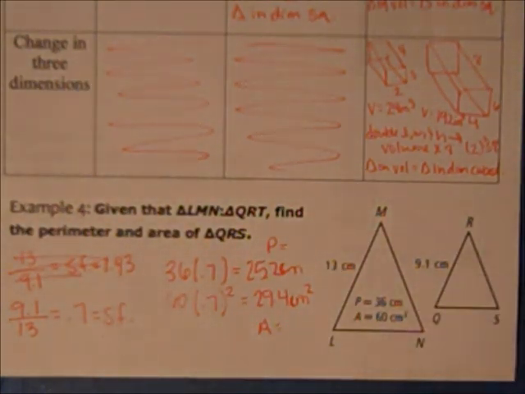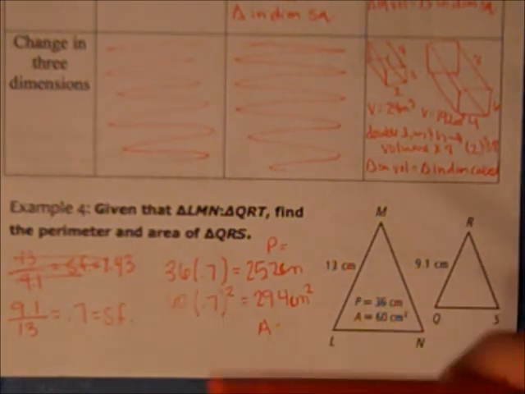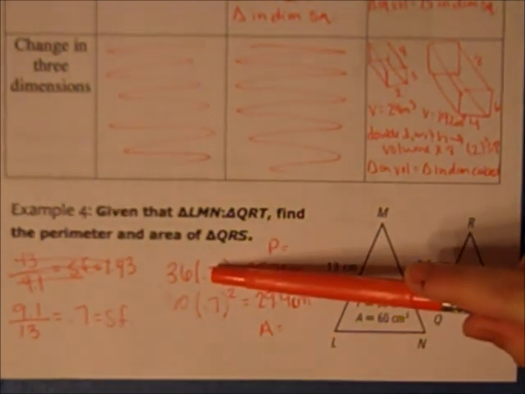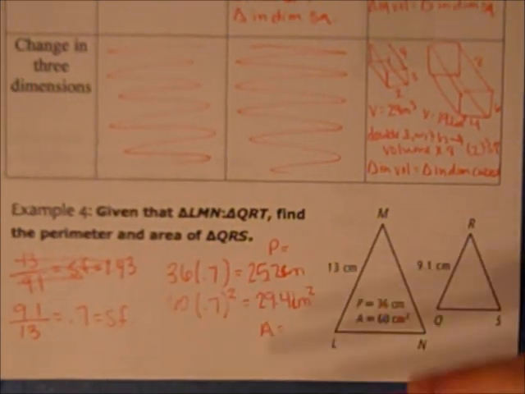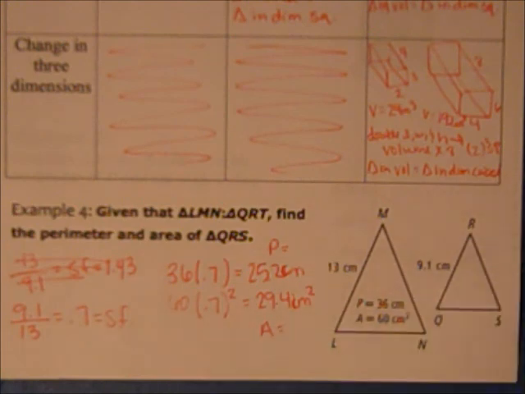Okay, so this one is an easy one because we're not changing one dimension at a time, we're changing all the dimensions. So all you have to remember is for perimeter, you keep it regular. For area, you square it. If they had asked me volume, I would have cubed it, but this is a 2-dimensional figure. Okay, see you tomorrow.